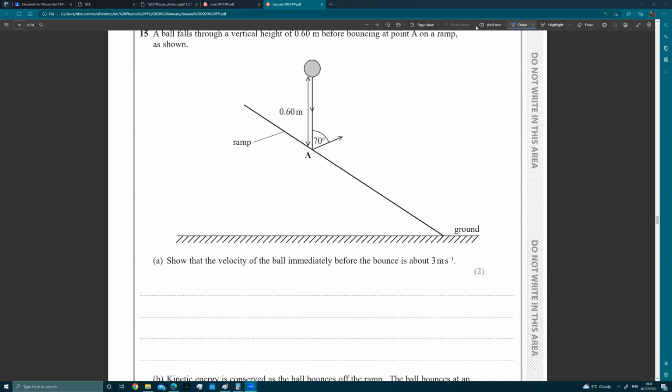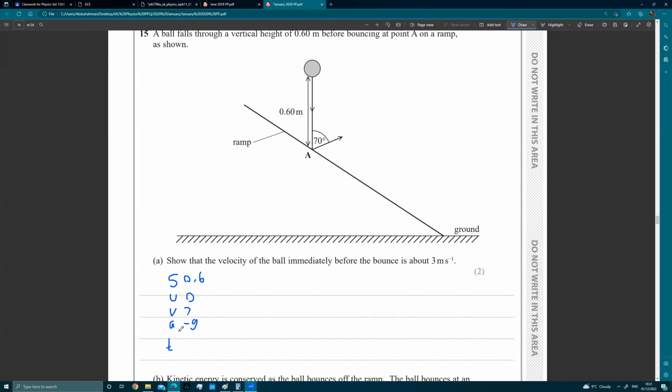Okay. I'd start by writing out SUVAT very quickly. Since the ball falls through the vertical height, can we assume it has 0 initial velocity? Excellent. You can. You can easily do a vertical SUVAT. Very well done. Acceleration is minus g. Initial velocity is 0. What else do we have? The displacement is 0.6. Good. You're trying to work out the final velocity.